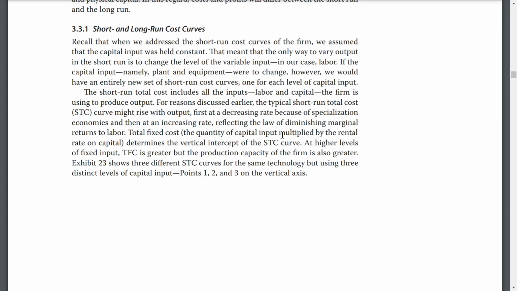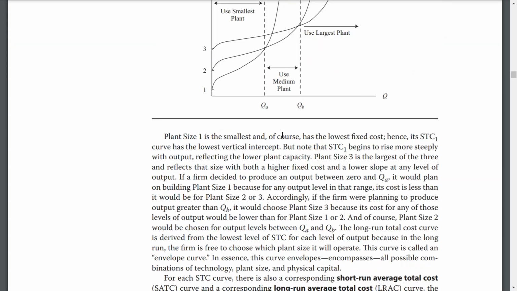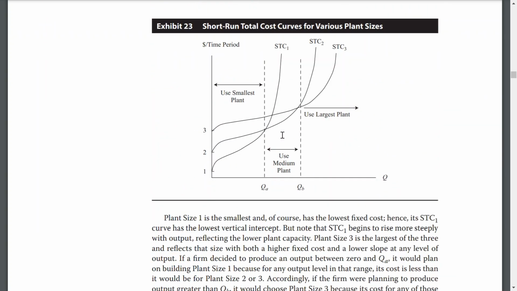The short-run total cost includes all of the inputs, labor and capital, the firm is using to produce output. For reasons discussed earlier, the typical short-run total cost, STC, curve might rise with output, first at decreasing rates because of specialization economies, and then at an increasing rate reflecting the law of diminishing marginal returns. Okay, so here's what it looks like. The slope decreases and then it increases.